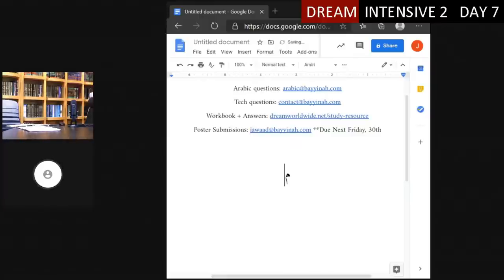Somebody asked about special mudafs, for example min ba'dihim. We have min, a harf of jar, ba'di is its victim, that's why ba'di is jar, and then ba'dihim is in idafa, and that's clear. But how come sometimes we have, for example, min qablu, where min is a harf of jar but qablu after it is rafa'? This is a very special case, and we will cover it when we get to it.